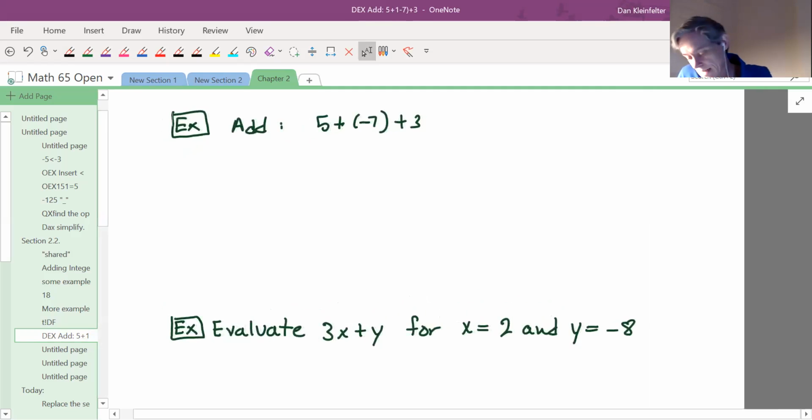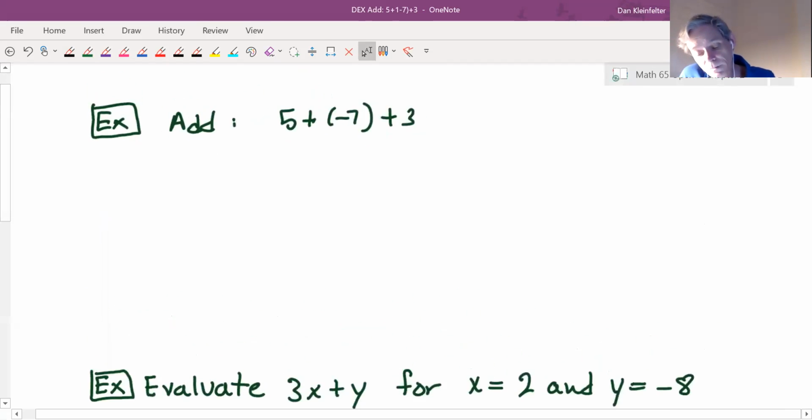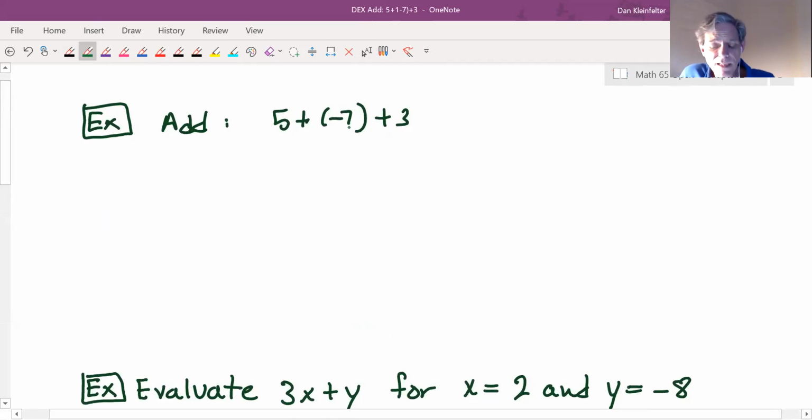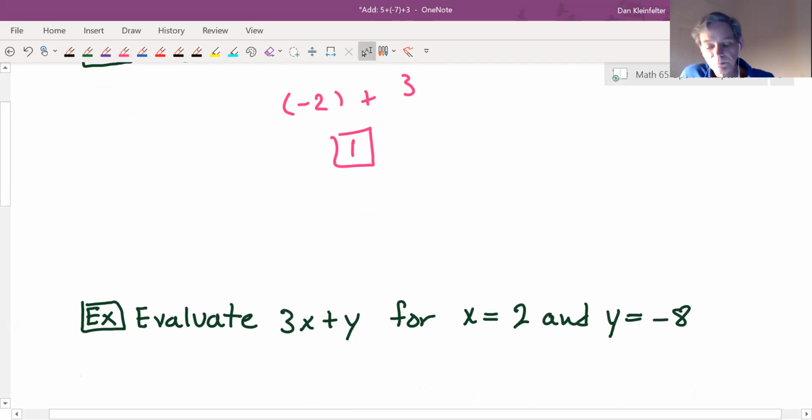Okay, a couple more examples and then we'll be finished. So for this, we want to add 5 plus negative 7, and then we're going to add 3. So 5 plus negative 7, we're adding together two numbers that are different signs. So we're going to subtract their absolute values. That's 2. And then 5 plus negative 7, there's more negatives than there are positives. So that's negative 2. Plus that 3 I had all along. Negative 2 plus 3 is just going to be 1.